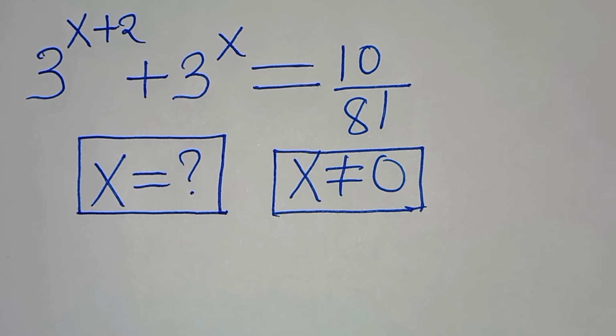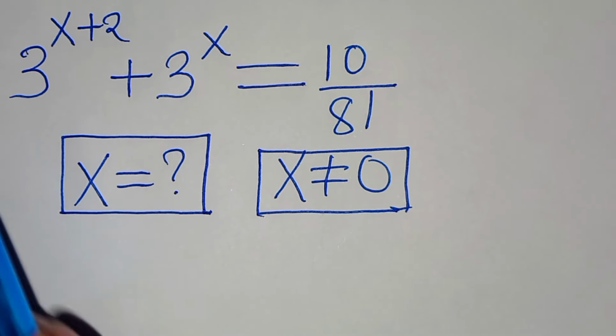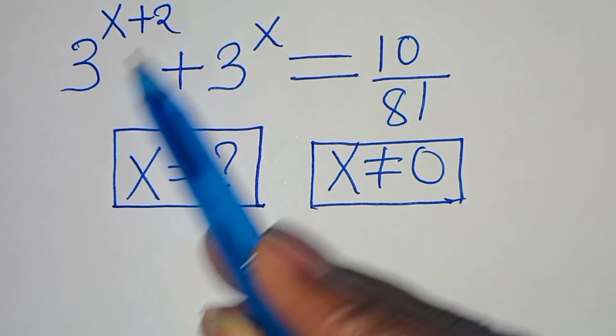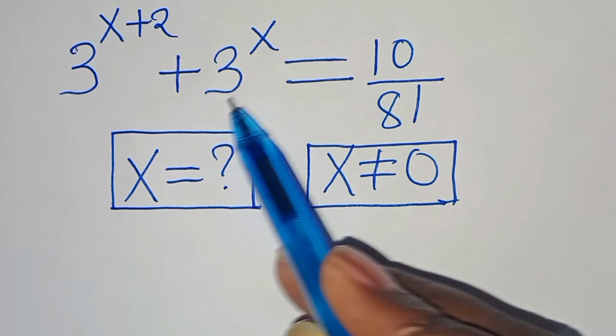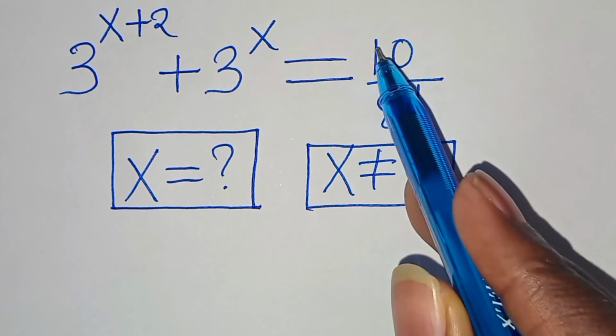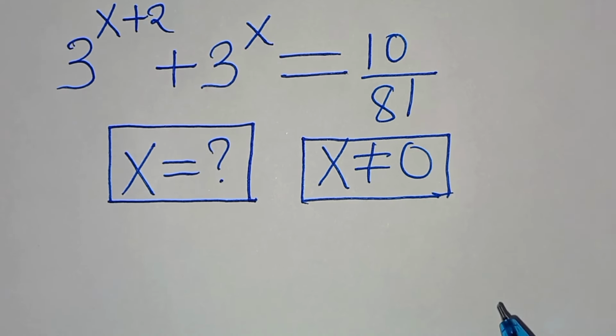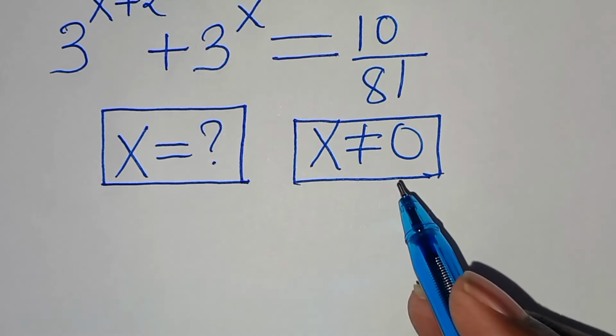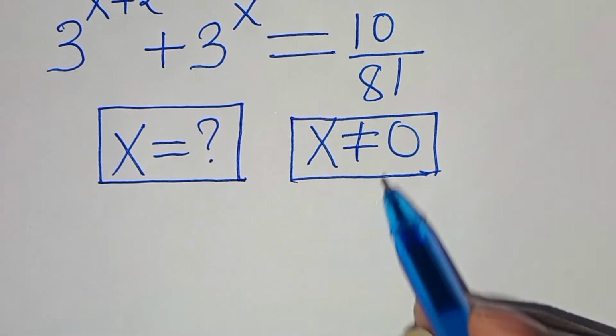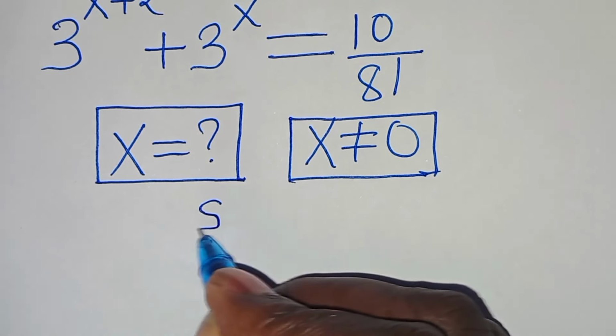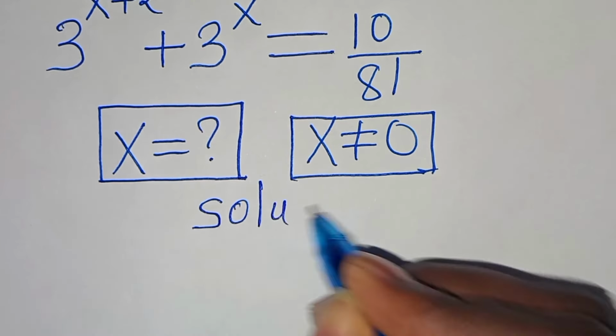Hello everyone, you're welcome to solve this nice exponential equation, which is 3 to the power of x plus 2 plus 3 to the power of x. This is equal to 10 over 81. So what is the value of x given that x is not equal to 0? So let's provide a solution from here.